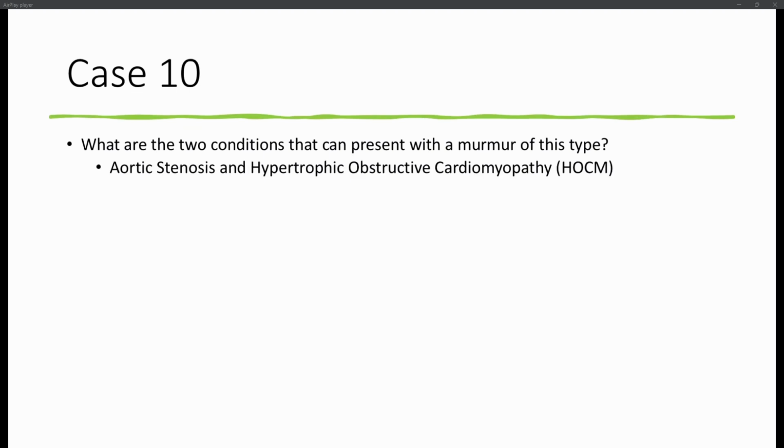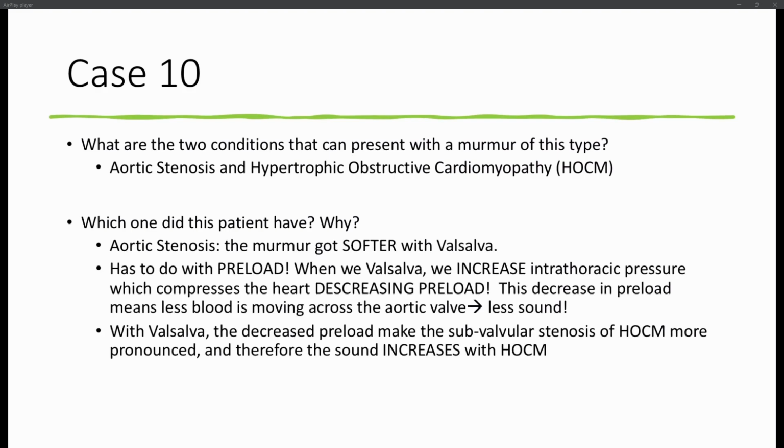So, what are the two conditions that can present with a murmur of this type? Aortic stenosis and your HOCM. So which one did this patient have? They had stenosis. Why do you know they had stenosis? Okay, got softer with Valsalva. Aortic stenosis murmurs will get softer with Valsalva. This is important, you got to know this one. Why with aortic stenosis with Valsalva? Has to do with your preload.